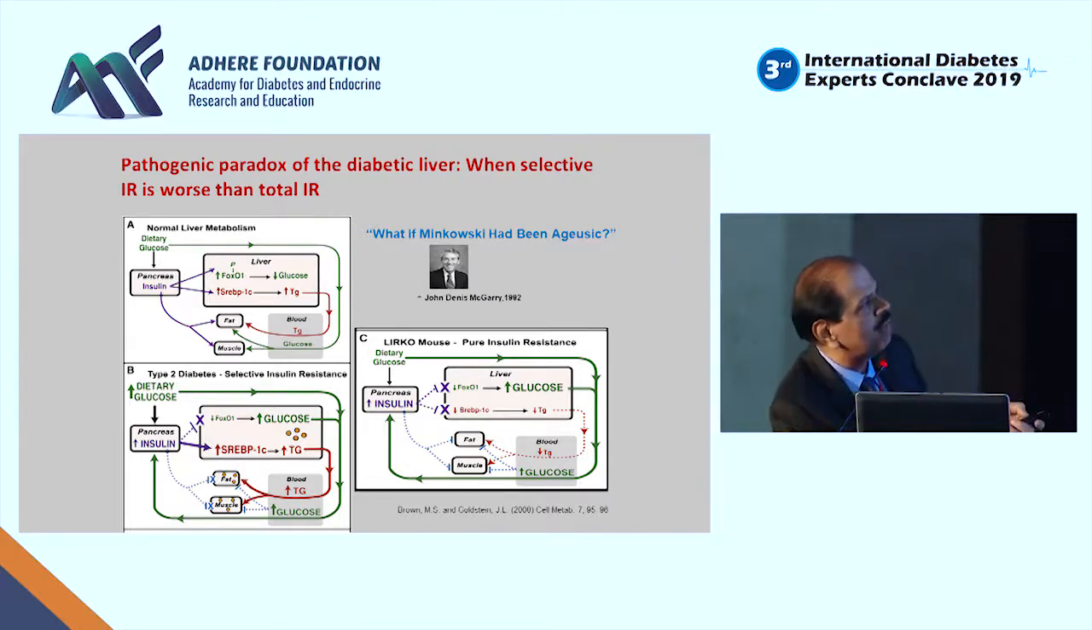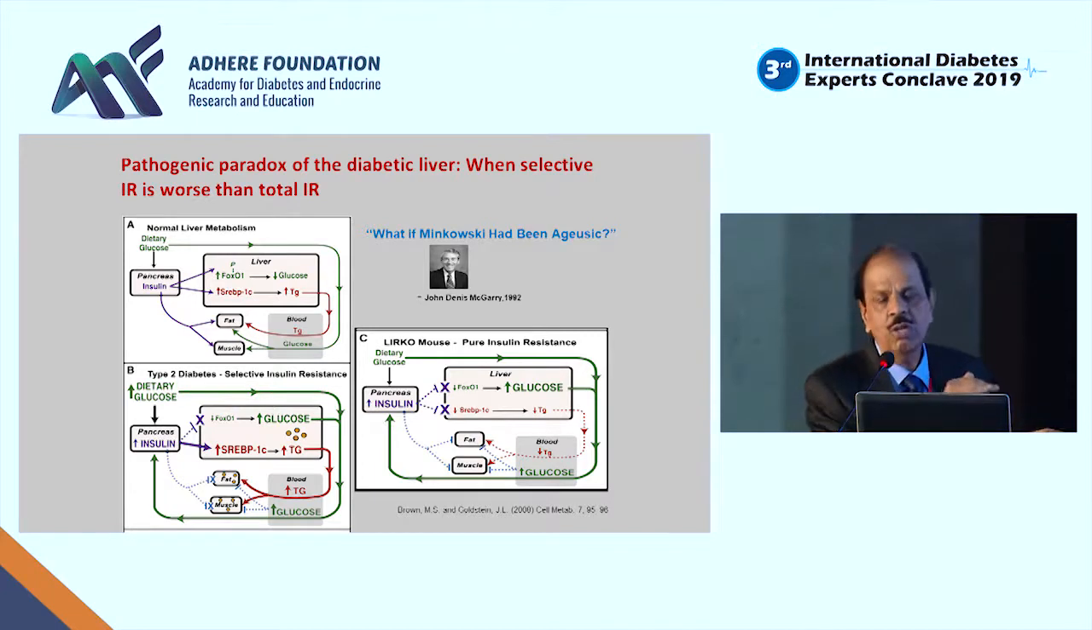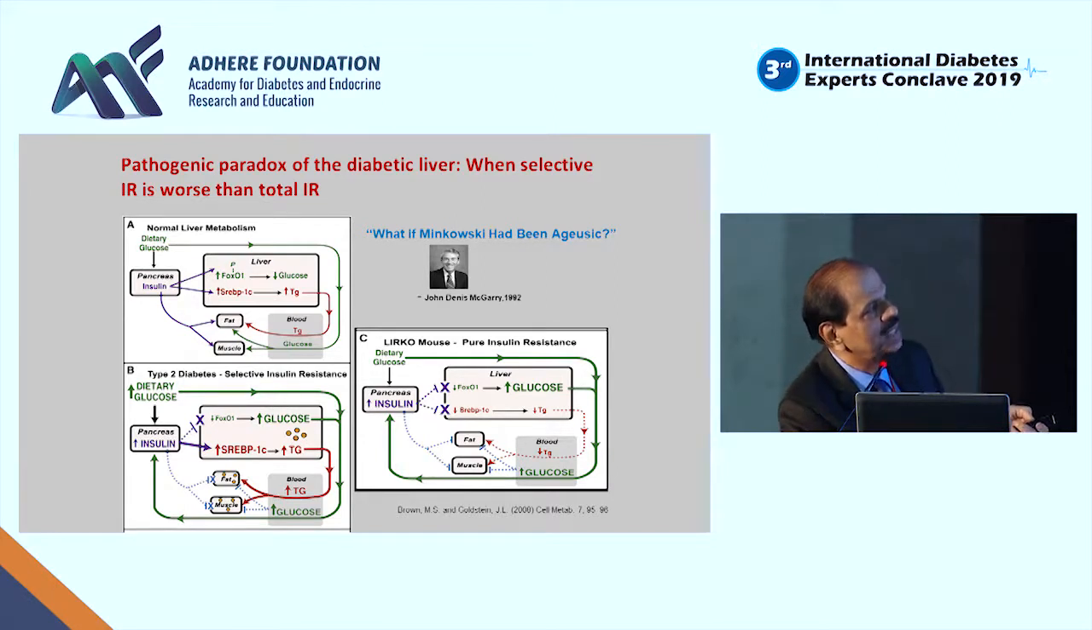Now you have a Lurco mouse which has a knockout of the insulin receptors on the liver. So that's classically when you have a selective insulin resistance in the liver. What happens here is, as the glucose comes inside, the FOXO is no more phosphorylated, and therefore the inhibitory action on the glucose production goes off, so there's excess glucose production. At the same time, the synthesis of sterol regulatory element binding protein continues, so there's an excess amount of triglycerides.